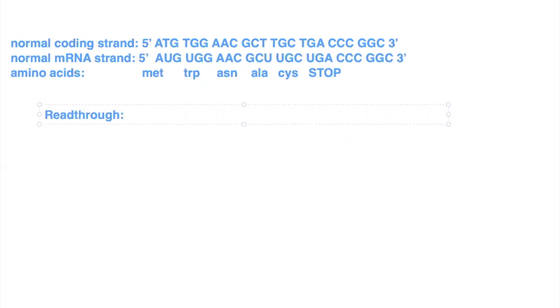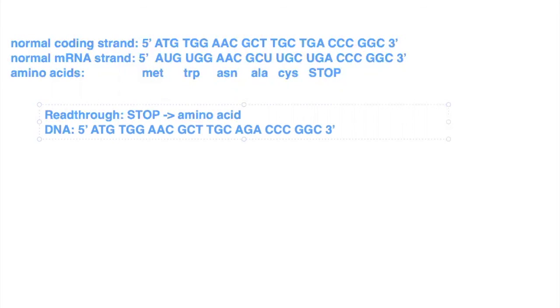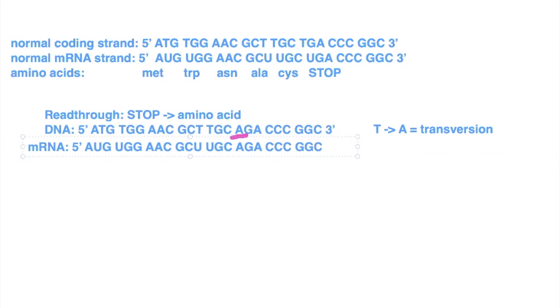The last type of mutation is a read-through. A read-through changes a stop codon into an amino acid. An example of this is shown below, where the T is changed to an A, which is a transversion. As a result, the mRNA and amino acid sequences would be this. The stop is turned into an amino acid, so the following amino acids would also be coded for. This could be bad because more amino acids would be coded for than needed.